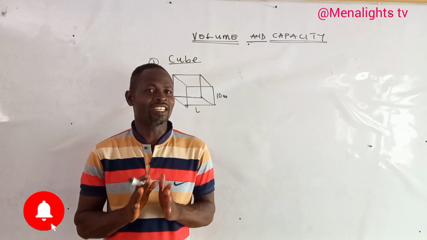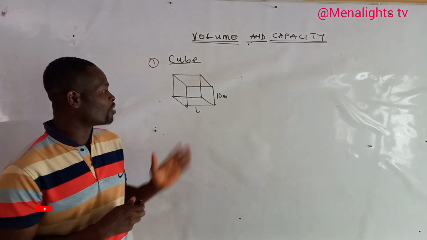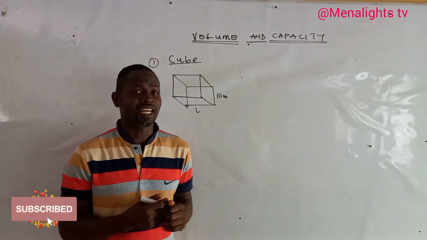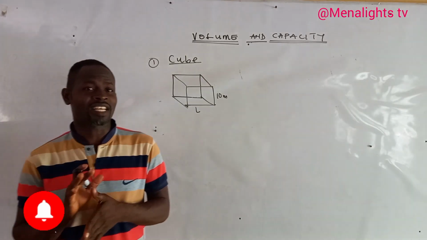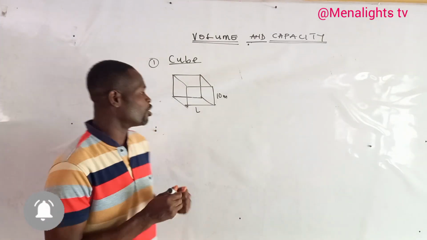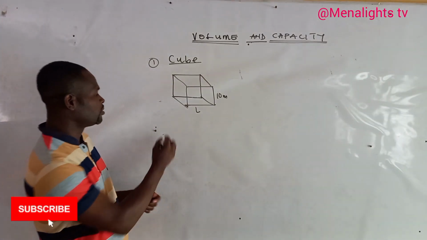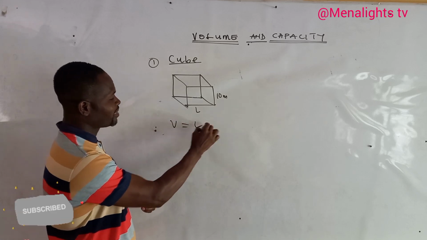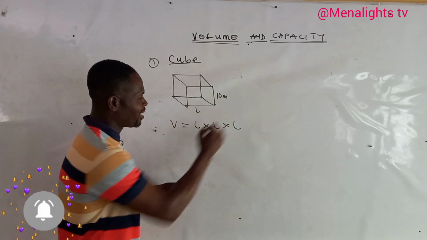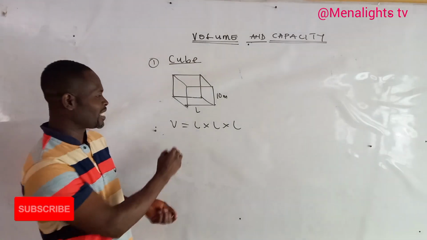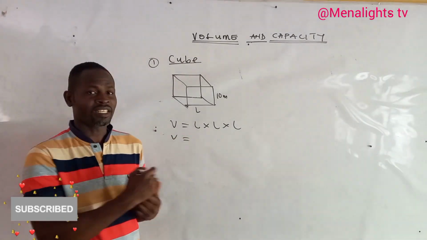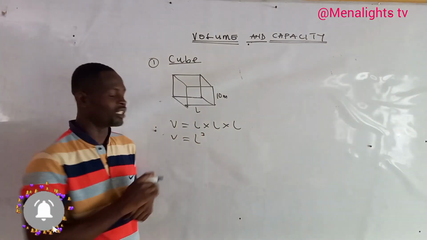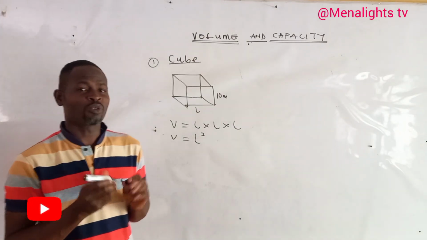Our first object is the cube. We want to find the volume of a cube. Now a cube has all the sides equal. So if all the sides are equal, then the volume will be equal to the length times the length times the length. So we can say that the volume of a cube is length cubed. Now volume is measured in cubic units.